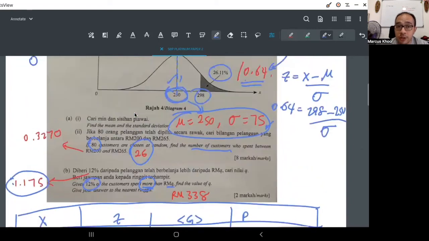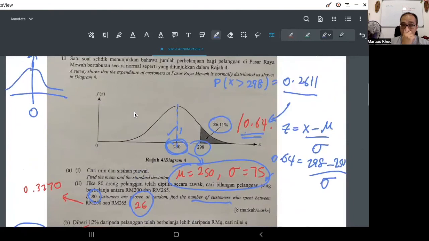The interesting thing about this question is that there is no binomial distribution altogether. It's fully normal distribution. That's why the first part, they ask you to find the mean and the standard deviation. So this is not a very commonly asked question, but it may help.